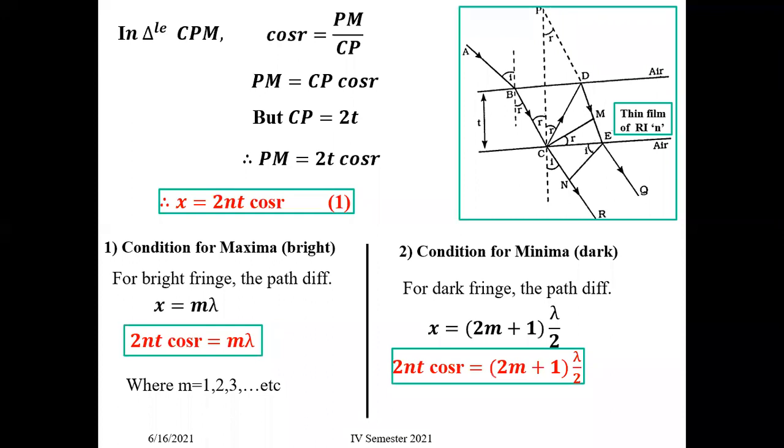But in the case of reflected light, these conditions get interchanged. 2nt cos r is equal to (2m plus 1) lambda by 2 for maxima, and 2nt cos r is equal to m lambda for minima. This is all about the interference in thin films due to the reflected light and also the transmitted light.